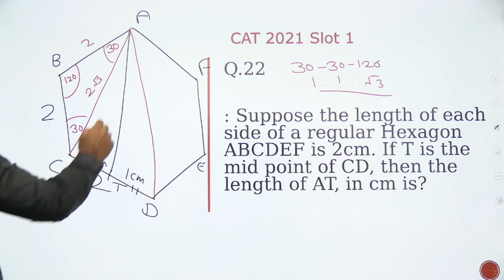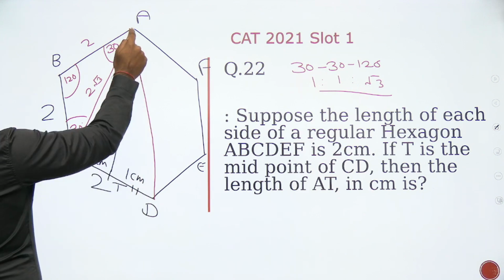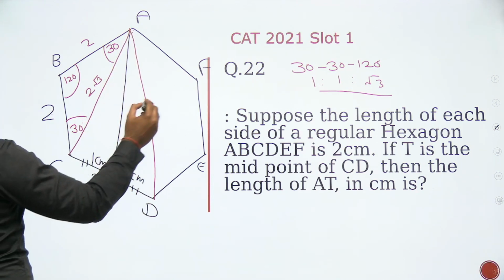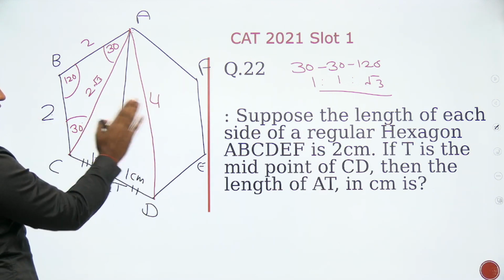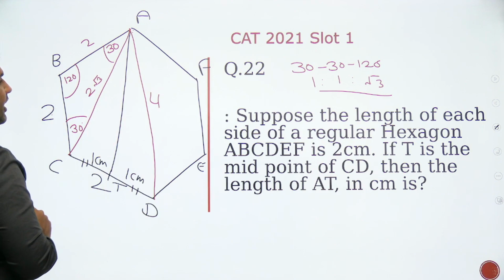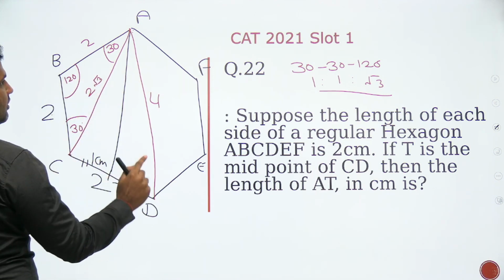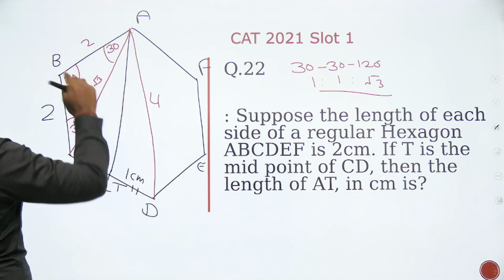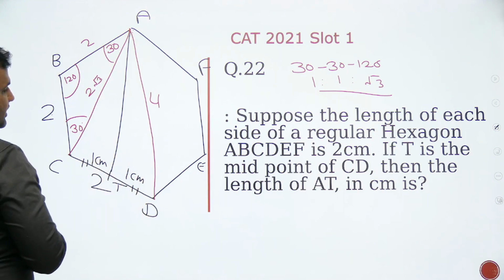And we also know that in a regular hexagon, the largest diagonal length will be twice the side of the hexagon. So straight away you can take this as 4 centimeter. No need to prove the standard rule of regular hexagon. But even if you want to prove it, drop two perpendiculars and you will see that this would be a 30, 60, 90 triangle, and then you can find out the length of AD. Not a difficult task, right?